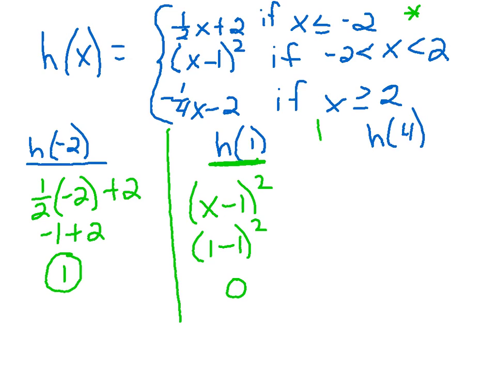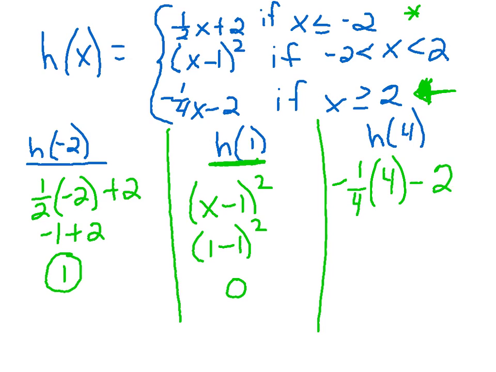Alright, and then the final one is they're saying, alright, x is 4. Well, if I go to the bottom statement in my piecewise description, I need to use that one if x is bigger than or equal to 2. And 4 is definitely bigger than 2. So that's the one I'm going to use. Negative 1/4, put in my x value of 4, minus 2. When I do the multiplication of the fractions, that's going to turn into negative 1. Negative 1 minus 2 gives me negative 3.